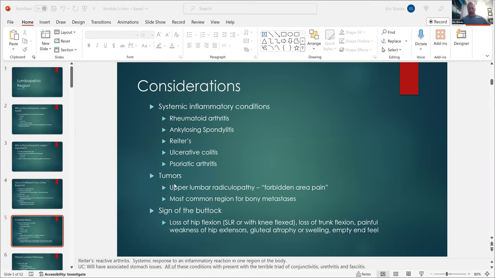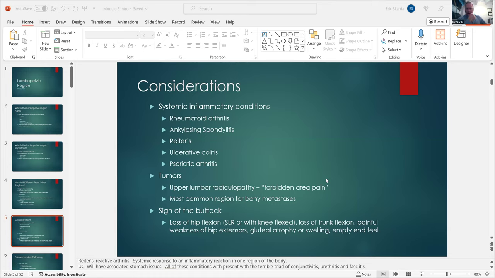Tumors, obviously, are never a good thing. If we start to have forbidden area pain, this upper lumbar pain, that's just not normal. In some cases, I think some PTs look at that as almost a red flag in and of itself. Basically, that's going to be the most common area for metastases to develop. So we have to be aware and conscientious of that, especially if they have a history of cancer, particularly of the lungs, just because the lymphatic drainage gets into that particular area. So again, it's the most common region for bony metastases.